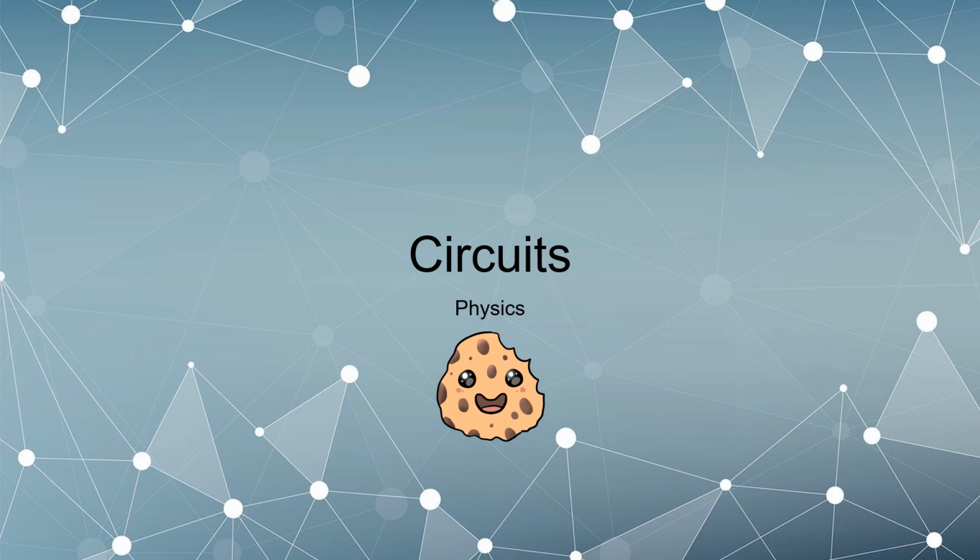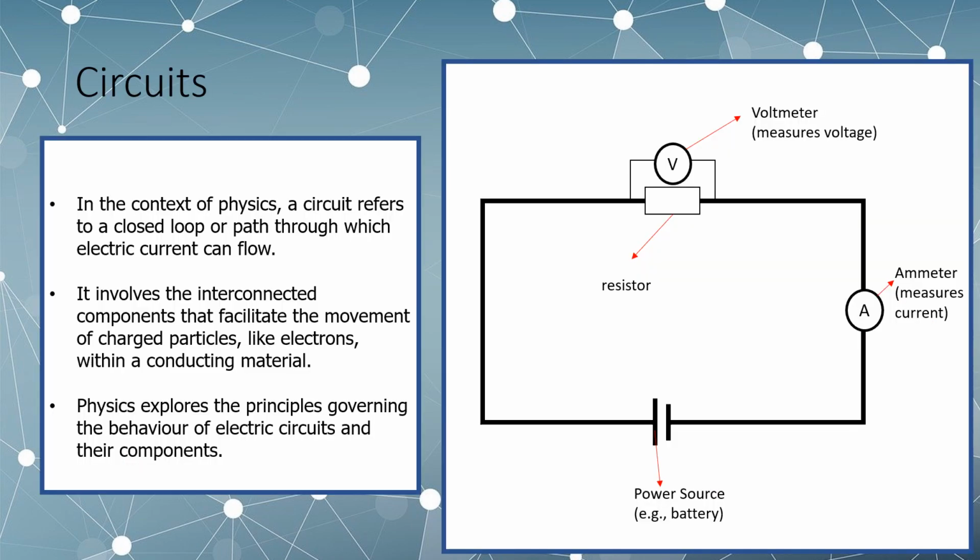In today's video, we're exploring the concept of circuits. So you've probably heard about circuits before and thought of electrical wires and other such matters. But in the context of physics, a circuit refers only to a closed loop or path through which an electrical current can flow. It involves the interconnected components that facilitate the movement of charged particles, most commonly electrons when we discuss it in physics, within a conducting material.